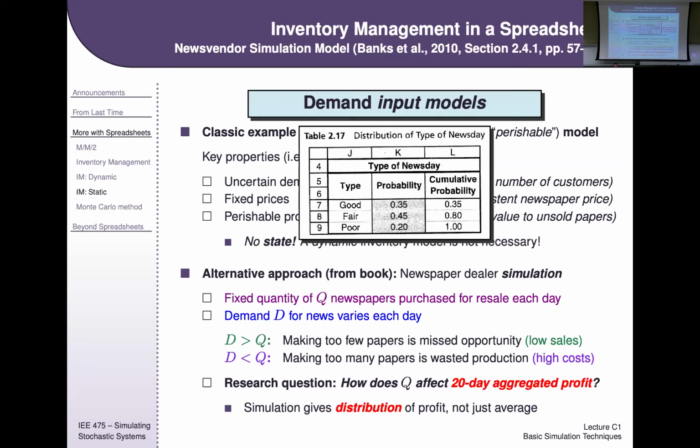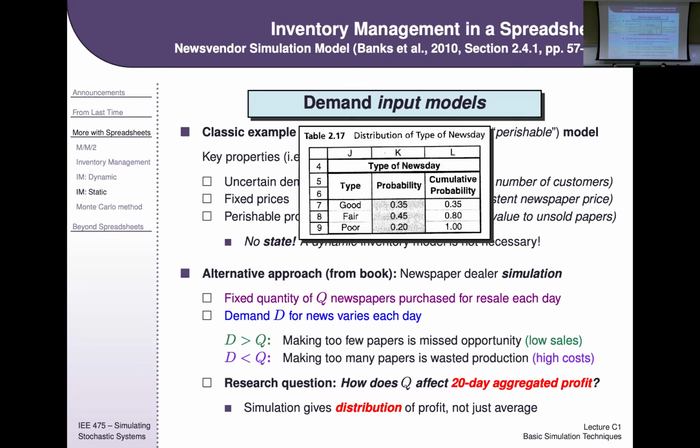So there are 2 stages of this input model. One is, what type of news day is it? Is it a good news day, a fair news day, or a poor news day? Was it right after an election, or was it in the middle of the summer? Those sorts of things change the type of news day. So what we're saying is there's 3 types of news day: good, fair, poor, and they occur with these probabilities. A fair news day is most common, but a good news day is pretty likely, and a poor news day, it happens. A poor news day means I'm not going to sell a lot of papers. A good news day is I'd like to sell a lot of papers.